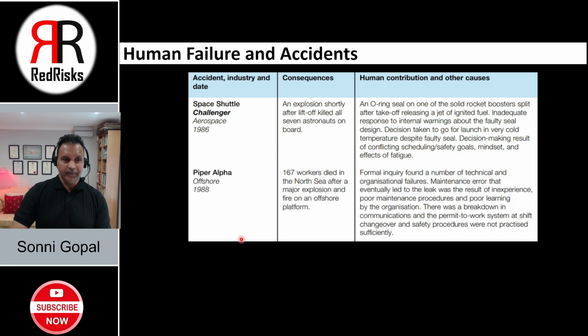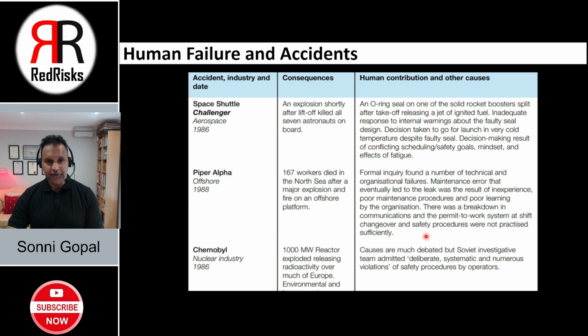Piper Alpha, offshore, 1988. 167 workers died in this one. The formal inquiry found a number of technical and organizational failures. It also talked about maintenance and, of course, permit to work systems. This is one that I tend to use quite often, especially when it comes to talking about incidents, fatalities, and it's a popular one also in NEBOSH courses when you consider human failures.